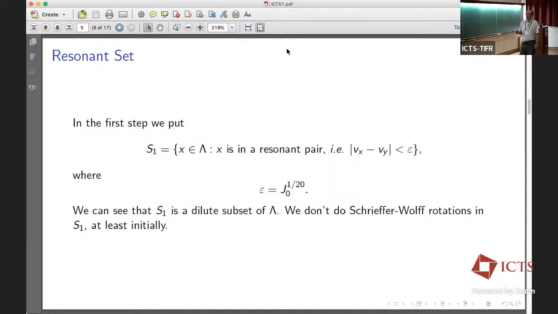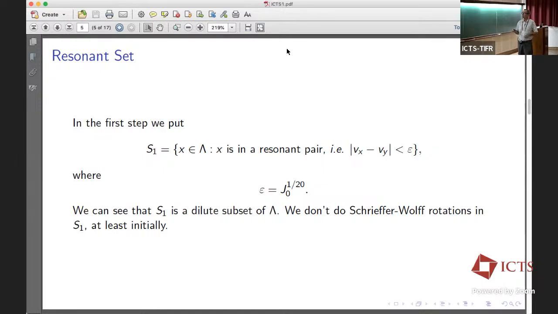All right, but no matter how large the disorder is, we have to deal with a resonance set, because of course there are resonances. What is a resonance? Well, you have a resonant pair if the potentials at x and y differ by no more than epsilon, where this is a small power of J0. I should have mentioned that J0 is a small parameter. I'm just doing perturbation theory essentially in J0 whenever it's possible. And we just do this for nearest neighbors x and y, at least initially.